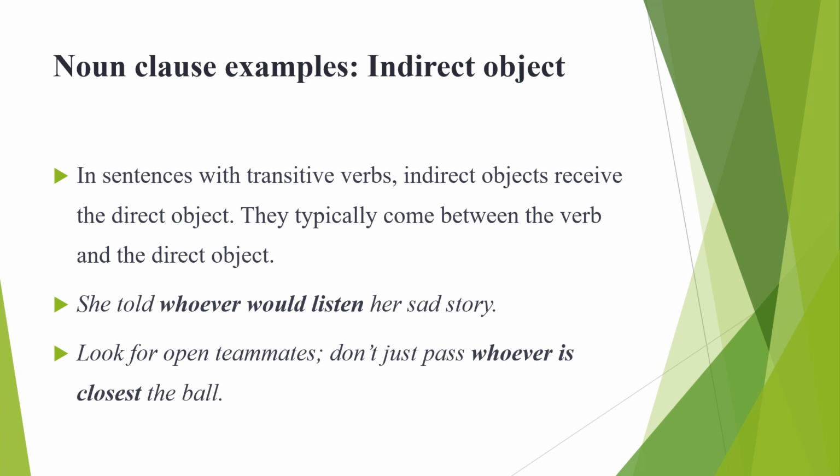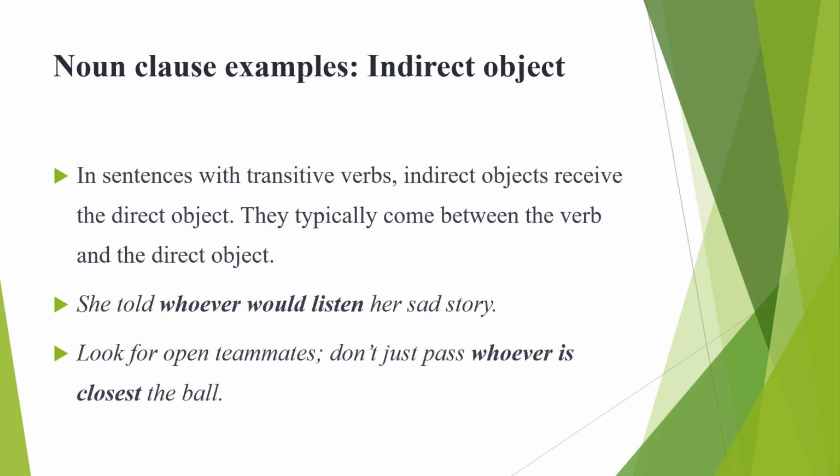Noun clause example as an indirect object, or we can say noun clauses behaving as an indirect object. In sentences with transitive verbs, indirect objects receive the direct object. They typically come between the verb and the direct object. In this example, you can see, she told whoever would listen her sad story. Over here, whoever would listen is a noun clause and it is behaving as an indirect object.